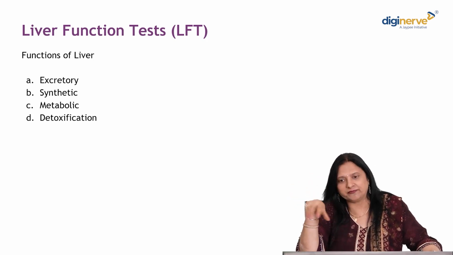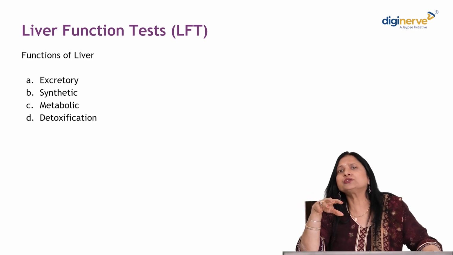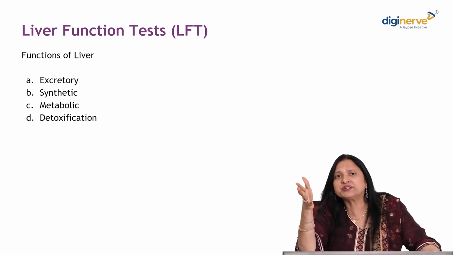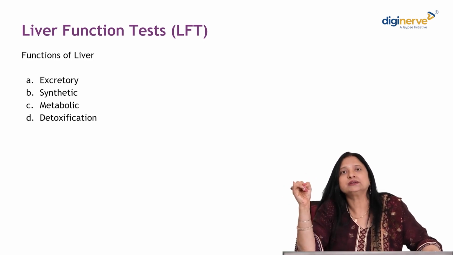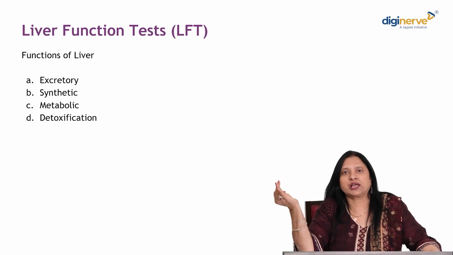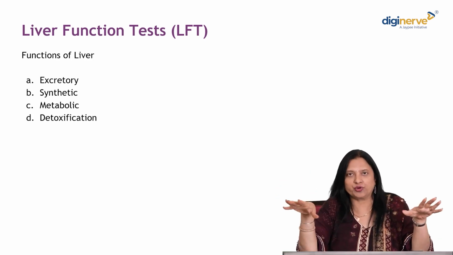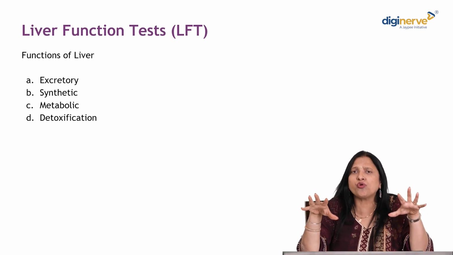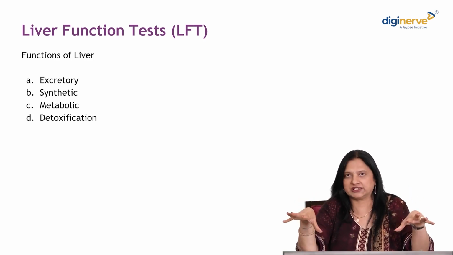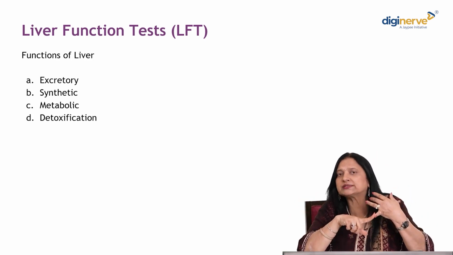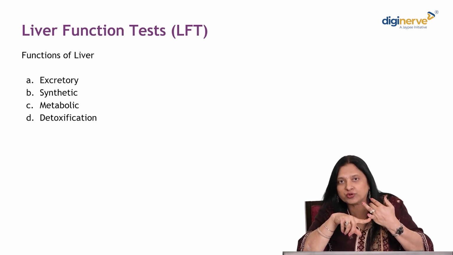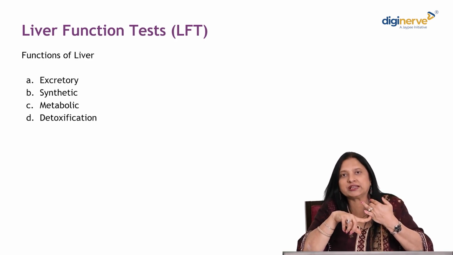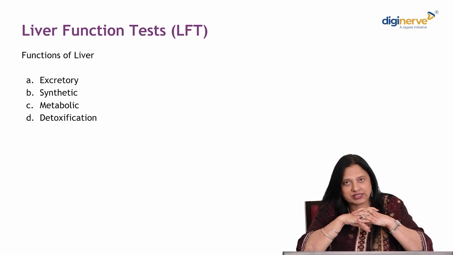Now when these functions get deranged, what do they lead to? What kind of symptoms does the patient get? The patient presents with jaundice, ascites, and portal hypertension. Not all patients are going to present with these, but these are the most common symptoms of a liver disease. Jaundice, we already know, is yellow discoloration, and hyperbilirubinemia is there. Ascites is increased fluid in the peritoneal cavity, and portal hypertension is the increased pressure in the portal circulation.